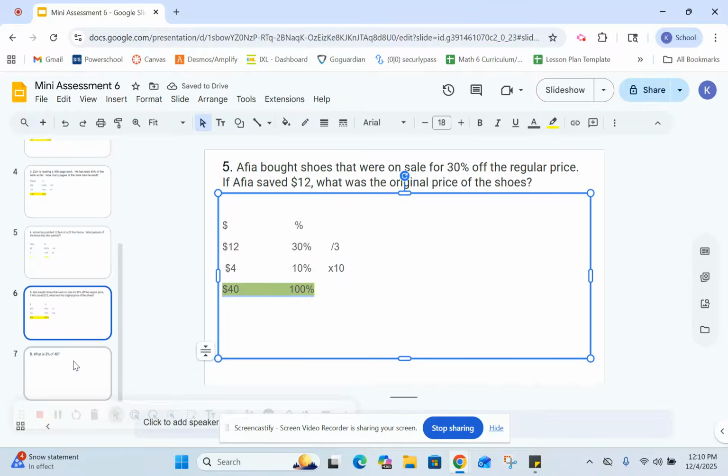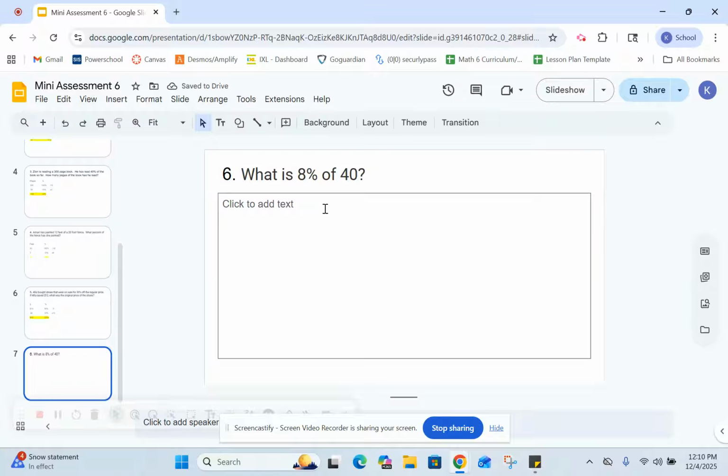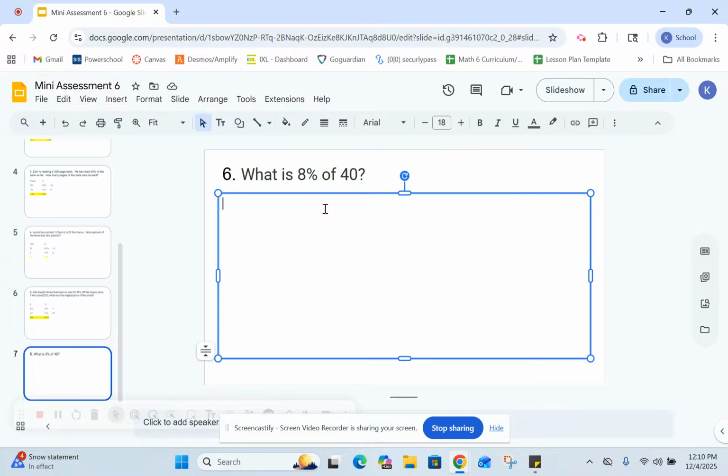All right, time for our final question. What is 8% of 40? So this is a little bit of a different one because we need to use a new benchmark that we have talked about before. So we have a number and we have a percentage. 40 is our total. That's the number we're working with. And we know that that matches with 100%. However, we want 8%.